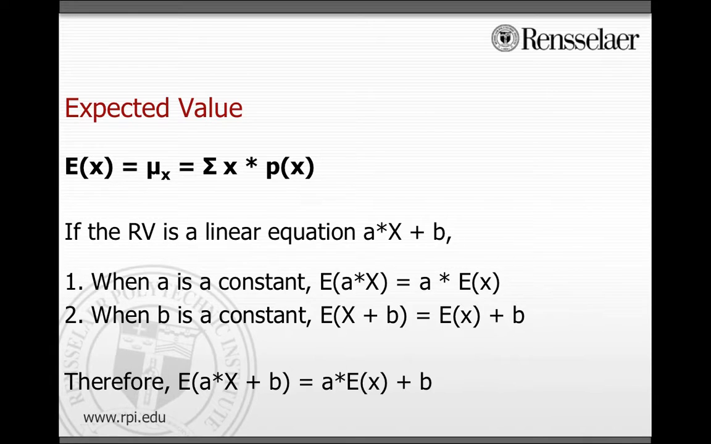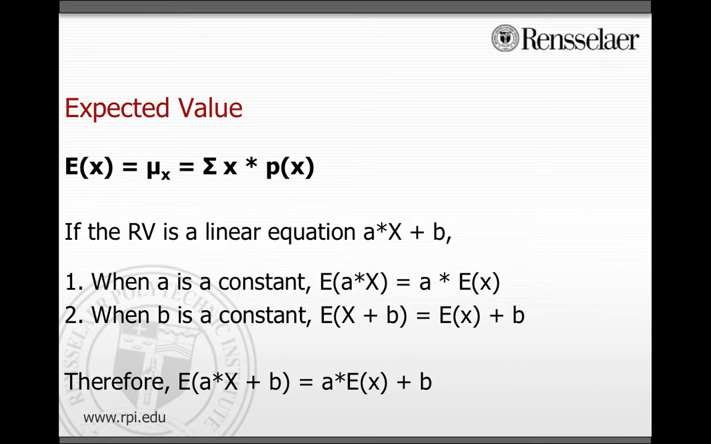When a is a constant, the expected value of a times x, the random variable, is equal to a multiplied by the expected value of x. And when b is a constant, the expected value of the random variable x plus b is equal to the expected value of x plus b. Therefore, the expected value of the linear equation ax plus b would be equal to the constant a multiplied by the expected value, added to b.